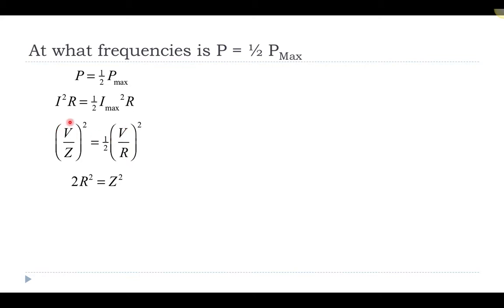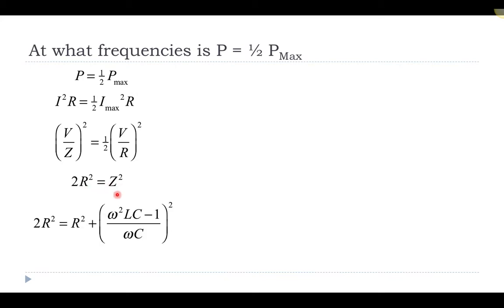So the voltages cancel each other out, and I can square both of these terms, and I can do a little cross multiplying, right? So I squared the R and brought the 2 and moved that over, and then the Z squared and moved it over to this side, right? So the V squareds cancel, and I get this expression that says that in order for the power to be half of the maximum power, the impedance in the circuit squared has to be twice the resistance in the circuit squared.